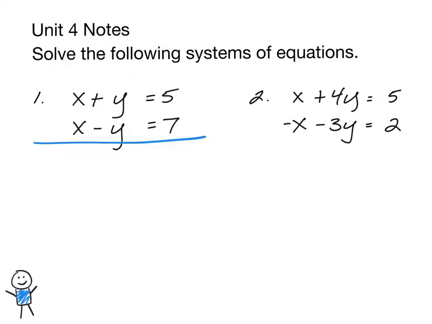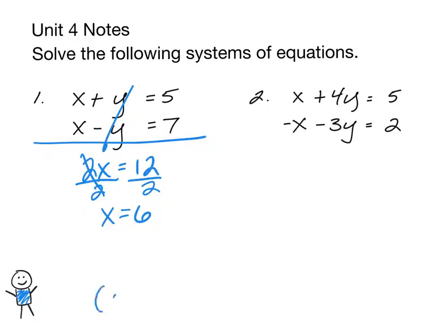So if I added y plus negative y, they cancel. But if I do that, I need to keep on adding all the other columns as well. x plus x makes 2x. 5 plus 7 equals 12. Now I'm able to solve for the other letter. Divide both sides by 2. My x value is 6.